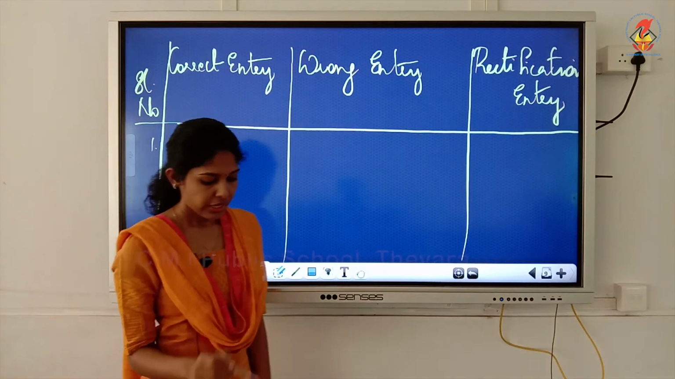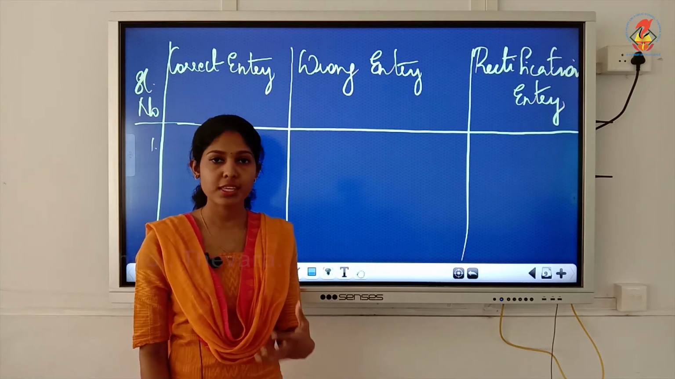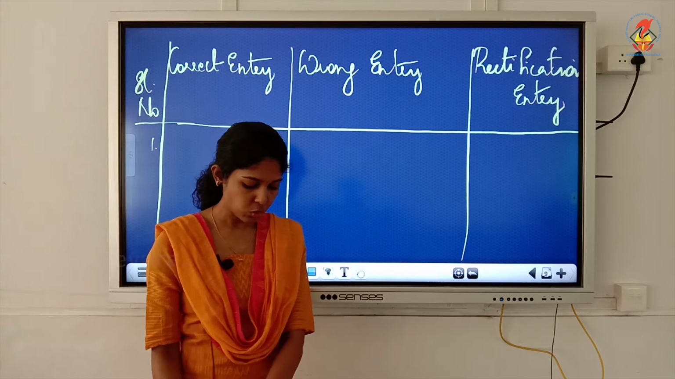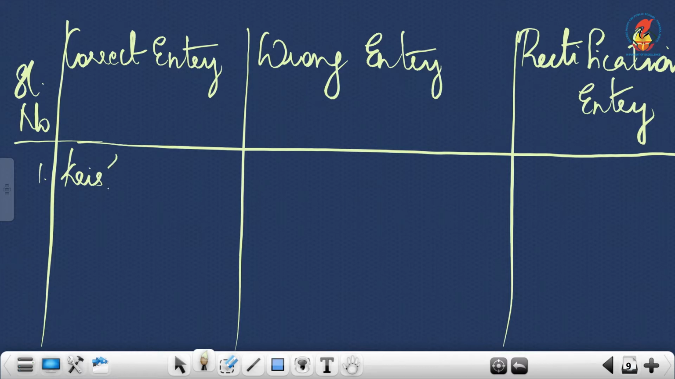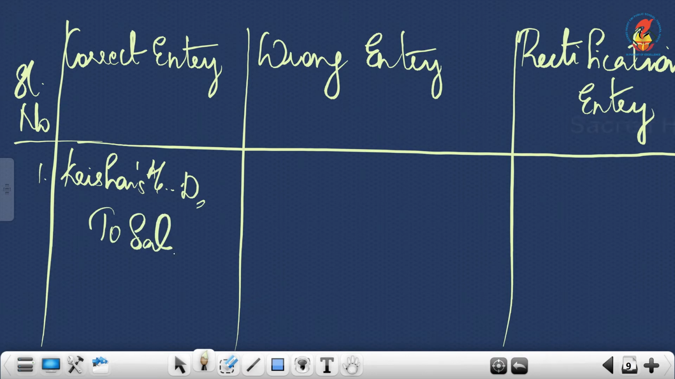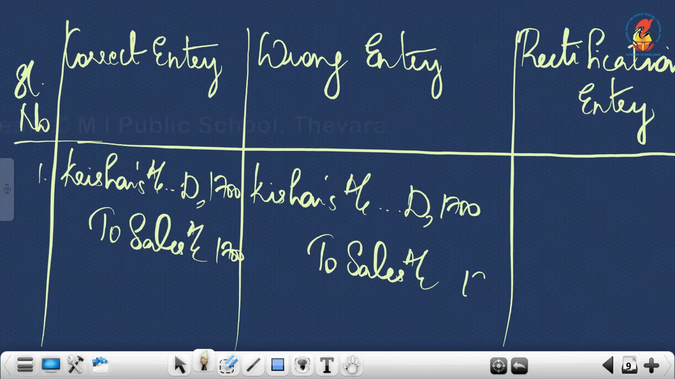The first transaction, credit sale to Christian was posted to Kishan's account. Mistake is with respect to their names. So we are selling to Christian. So the actual journal entry is Christian's account debtor to sales account. The amount is same for both, 1,700. Instead of that, what was the wrong name? We wrote Kishan. Okay, so Kishan's account debtor to sales we recorded. The amount is 1,700.